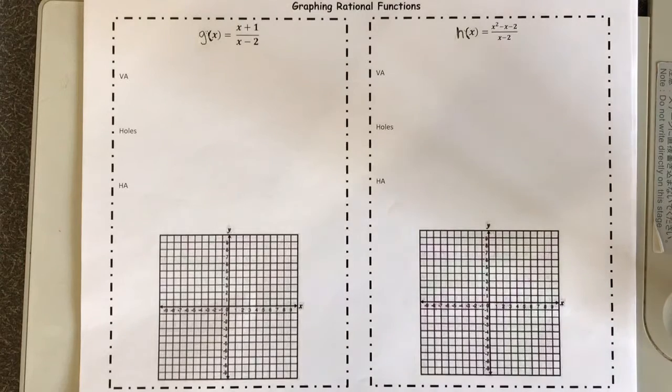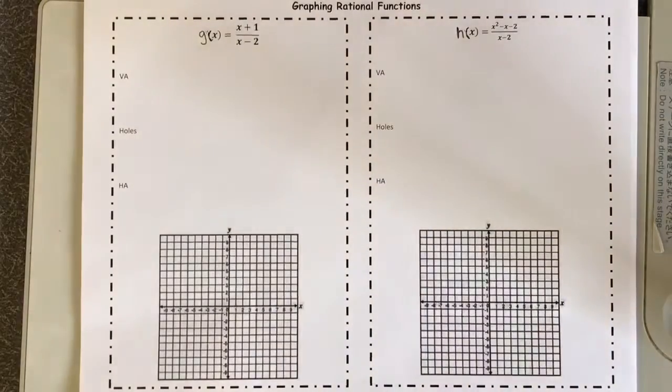But sometimes when you have a picture of the graph, you can't always see those holes. So it is important to know how to do this by hand. So our first function, function g of x, is x plus 1 over x minus 2. So to review, we need to figure out first our vertical asymptotes and our holes.